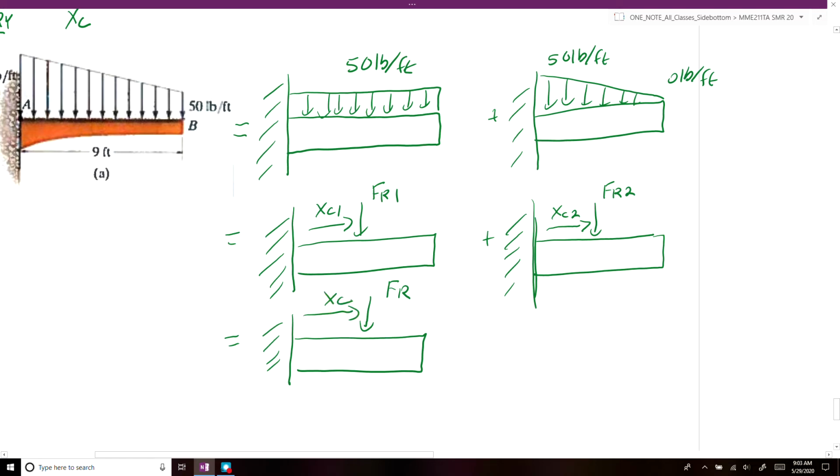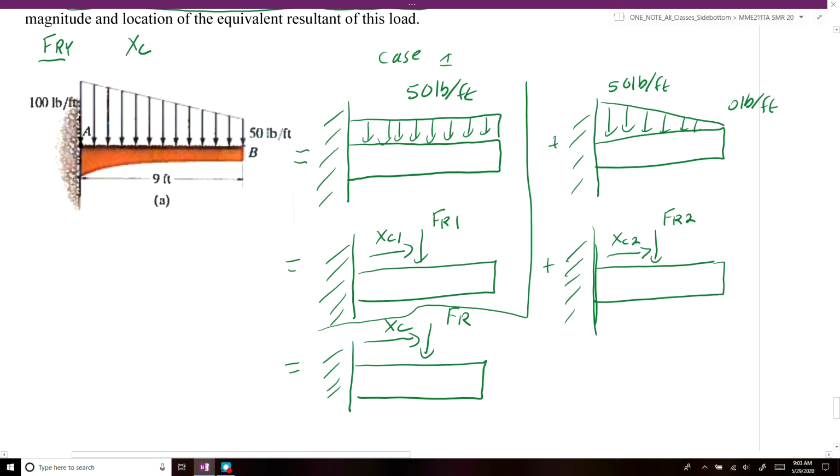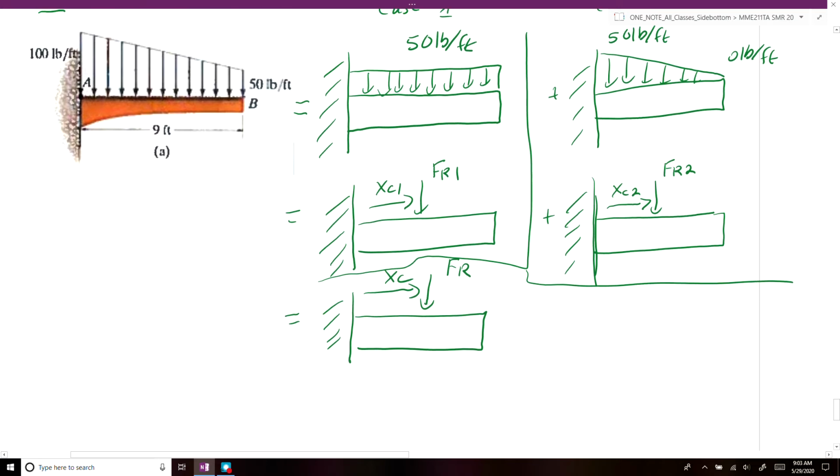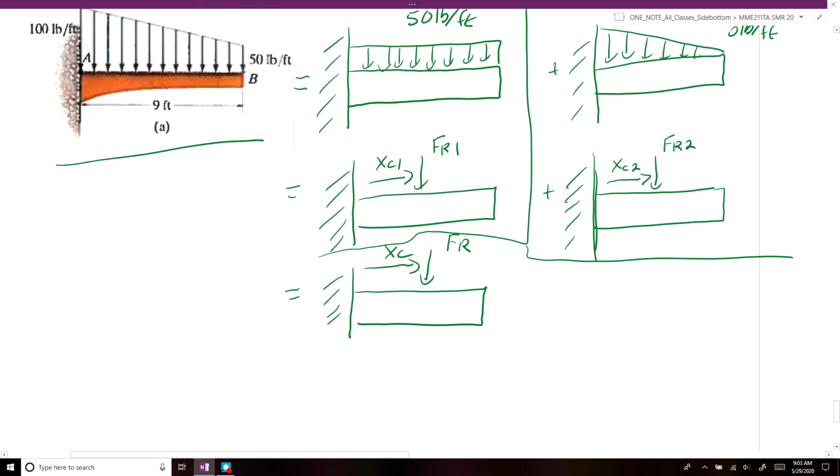So we're going to start with each of these simpler cases, case 1 and case 2, and then we're going to combine them. We combine case 1 and case 2 to get our original case on the left-hand side here. Okay, so let's start with case 1.